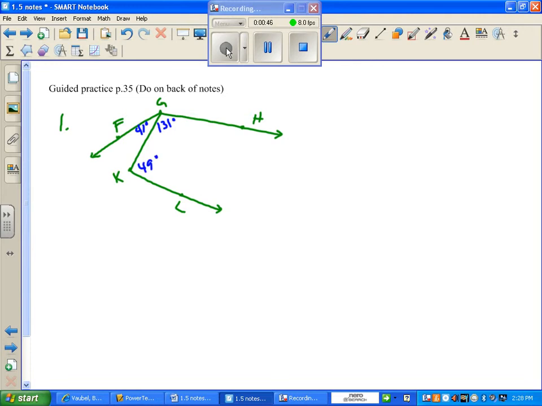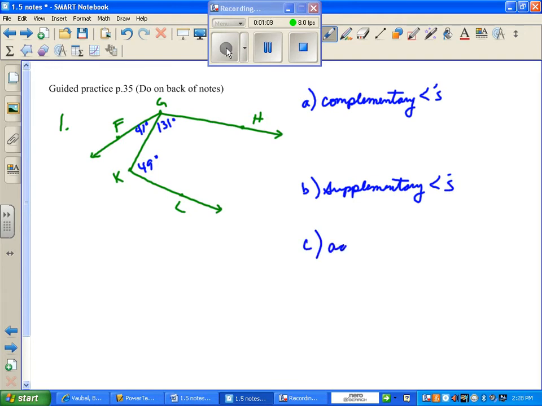In problem number 1, they want you to name complementary angles. So part 1 is complementary angles, and part 2 would be supplementary angles. And a third part to number 1 is adjacent angles. So we'll practice our definitions. Now, complementary angles equal 90 degrees. Supplementary equal 180.